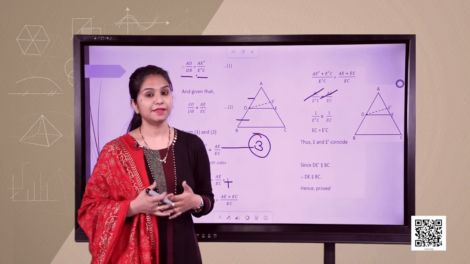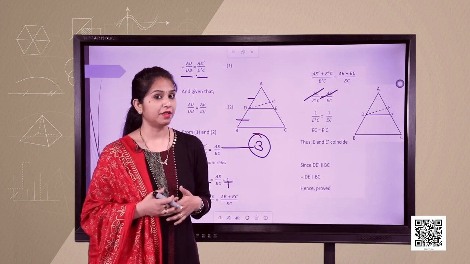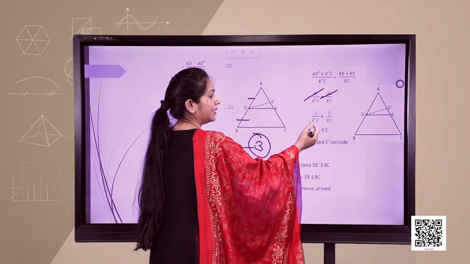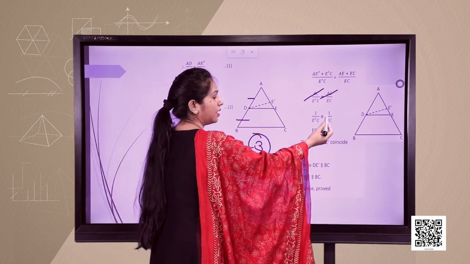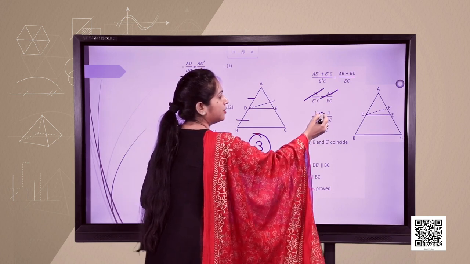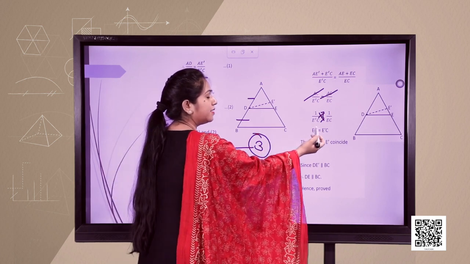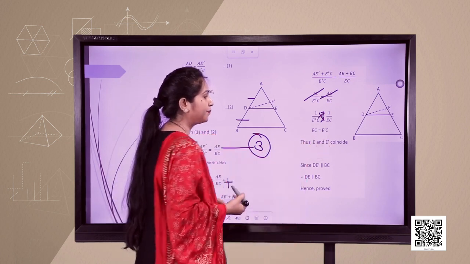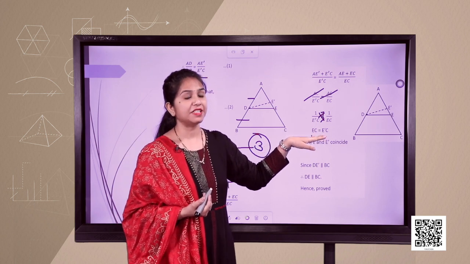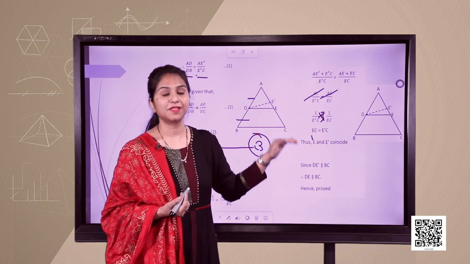So, when you are cancelling something common, what are you left with? We are left with 1. So, we received 1 upon E dash C is equal to 1 upon EC, and on doing cross multiplication, we get EC is equal to E dash C. Now, children, see this step very carefully. Here we received EC is equal to E dash C.